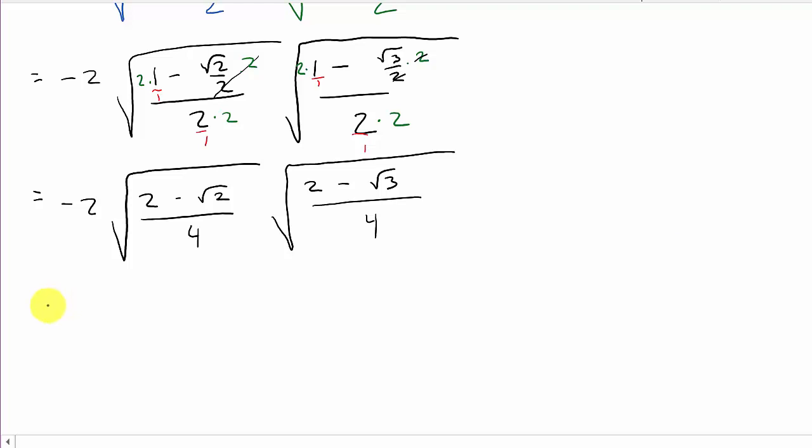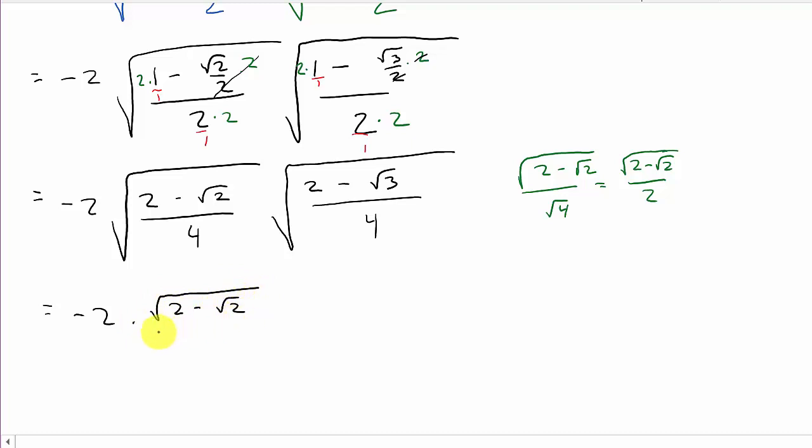And so let's see what we get. Well, let's do this. I'm just going to come over here to the side. This can be written as what? Square root of 2 minus square root of 2 over the square root of 4, which is the square root of 2 minus square root of 2, and the square root of 4 is 2. So this can be written as this, times the square root of 2 minus square root of 2 over 2, and then this would be the same thing, square root of 2 minus square root of 3 over 2.